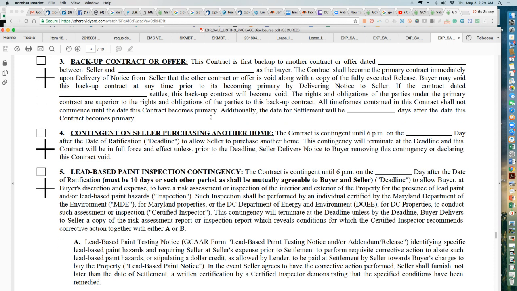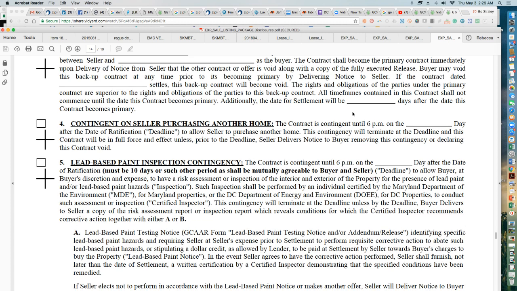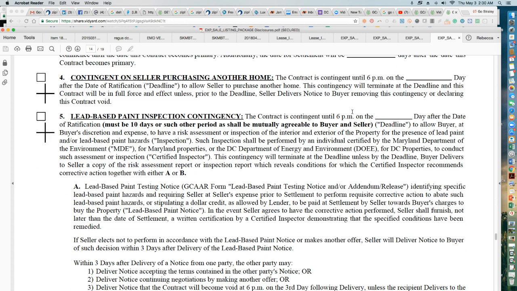And additionally, the date for settlement will be so many days after the date this date becomes primary. Because obviously, if the other contract went out 3 days before settlement, then we would need 30 days or 60 days. So put your number of days that the buyer would need to take action so that he or she could then go forward to settlement and meet all the obligations.